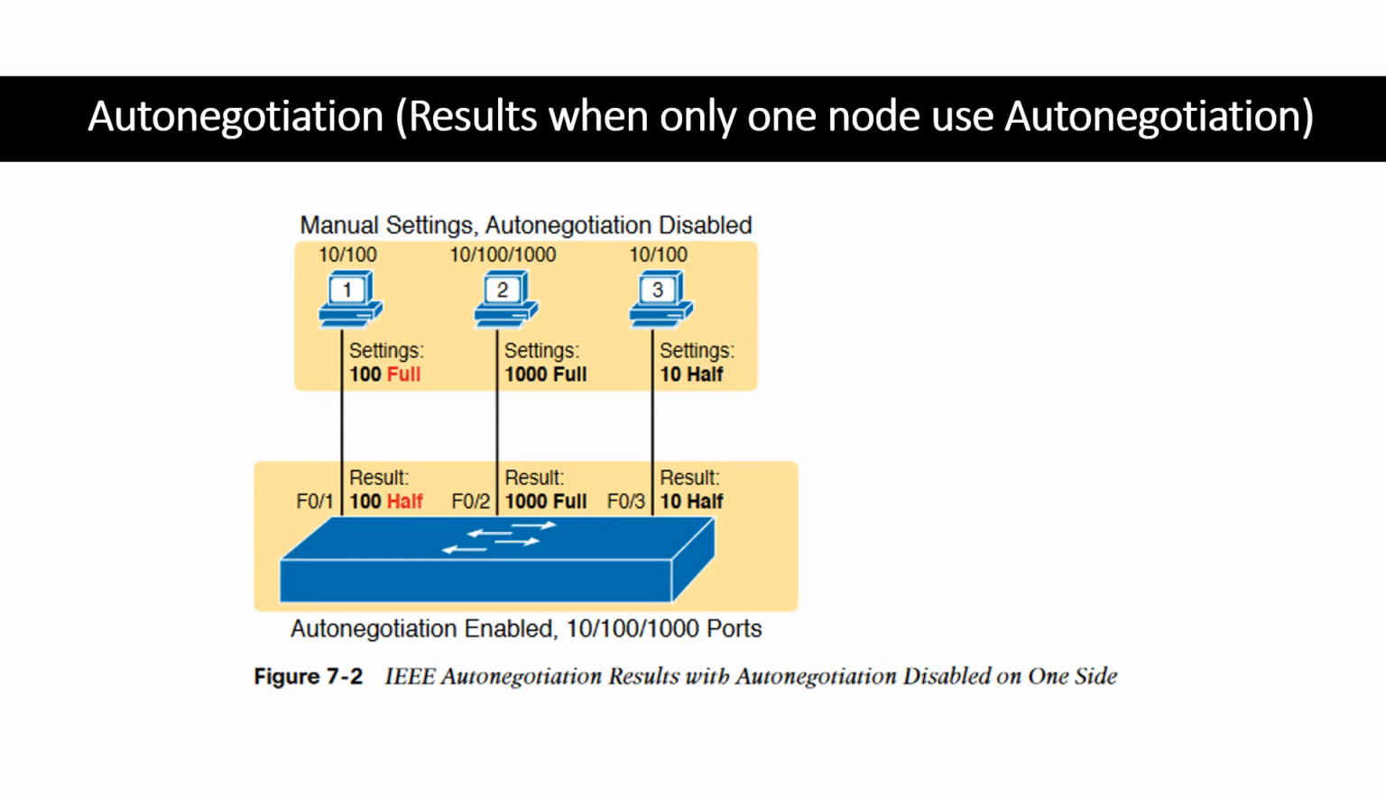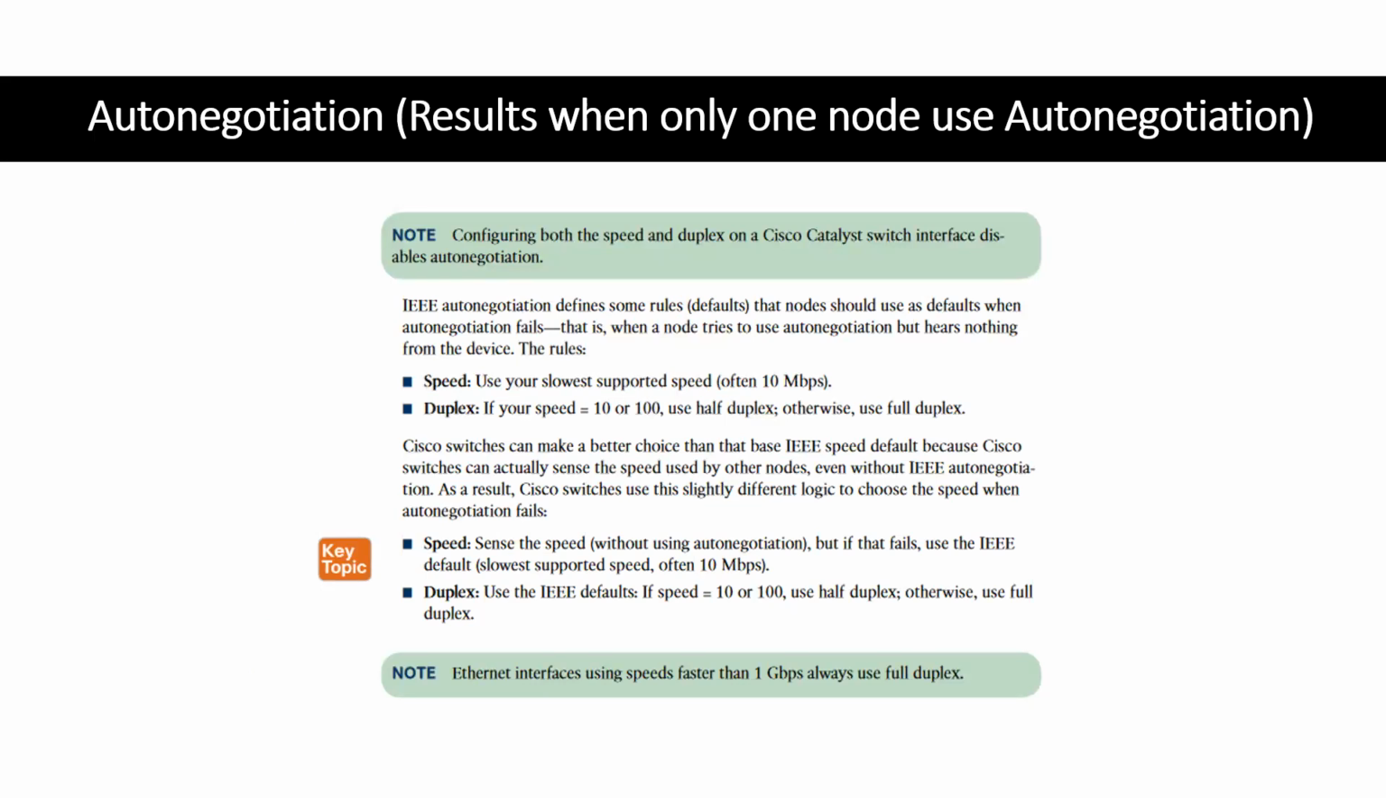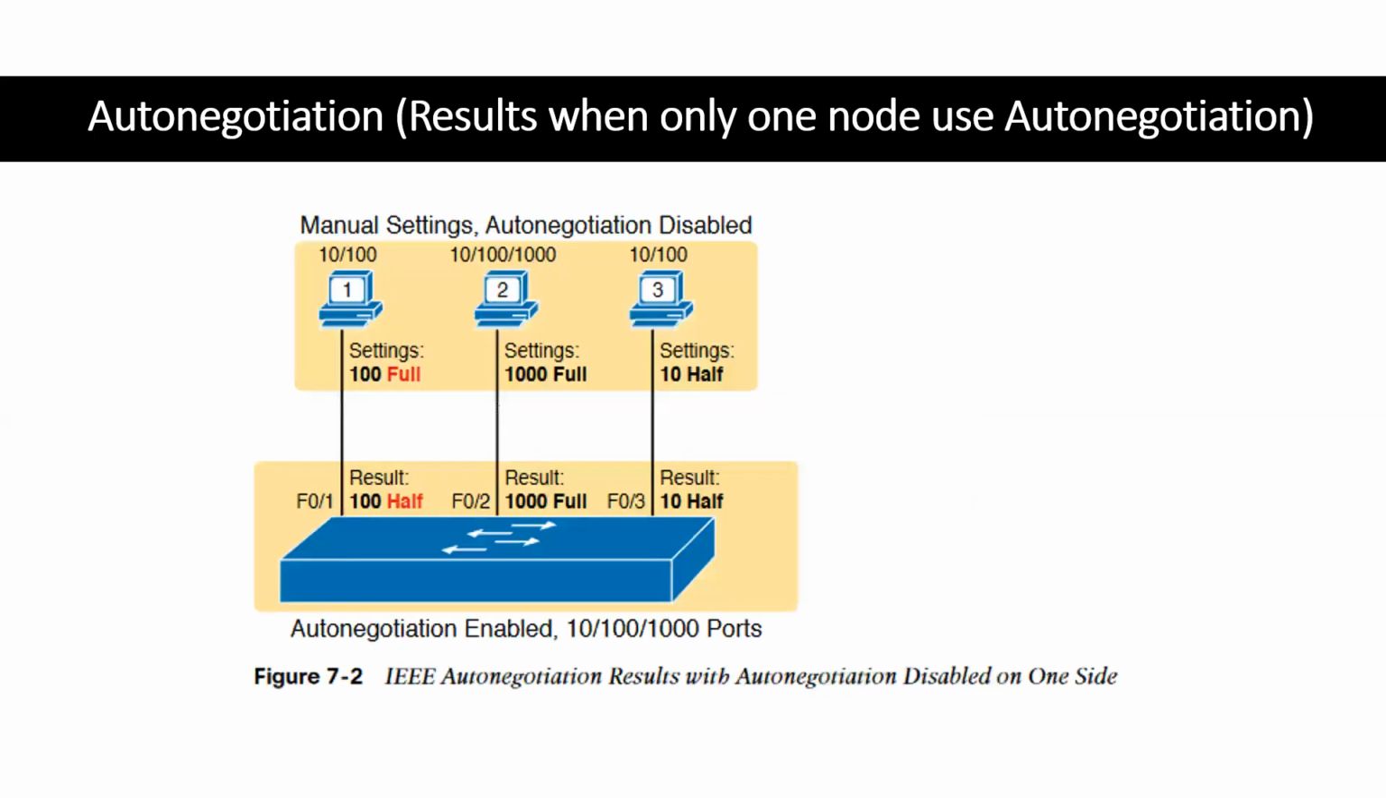So PC1, my PC, I can either run at 10 megabits per second or 100 megabits per second. Sorry, something flew by me. It's saying use your slowest supported speed, often 10 megabits per second. And so since it was statically set on one side to 100, and the switch is the one that's waiting for auto negotiation, waiting to hear that, these ports are 10, 100, and 1,000 megabits per second.